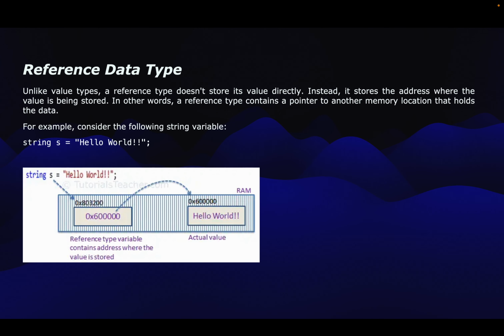Next, the reference data type. What is the reference data type? It's actually the opposite. In the value data type it stores the actual value of the variable, and in the reference type it stores the reference of the value. Unlike a value data type, a reference type does not store its value directly. Instead, it stores the address where the value is being stored. In other words, a reference type contains a pointer to another memory location that holds the data.